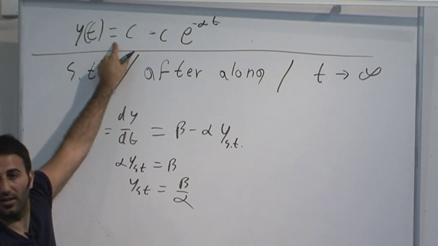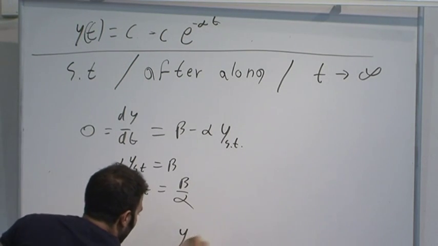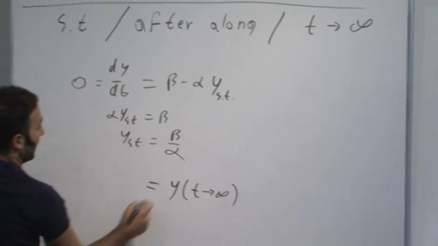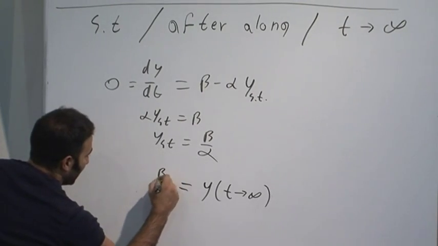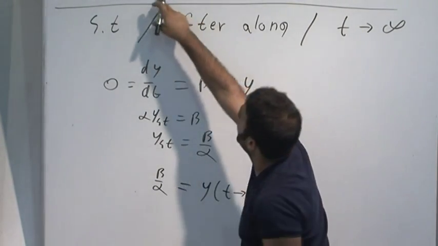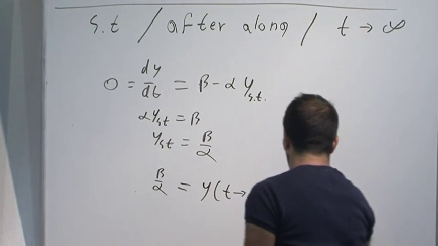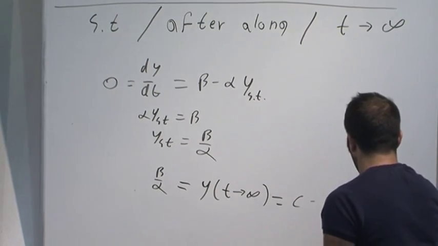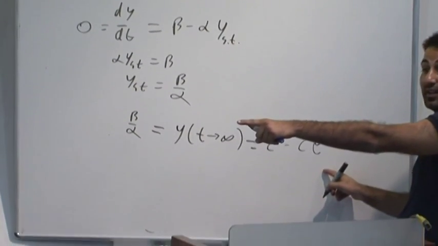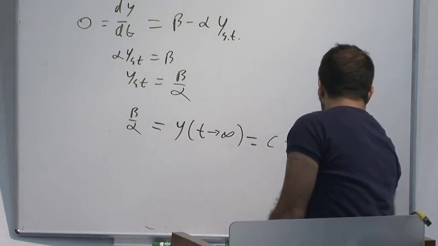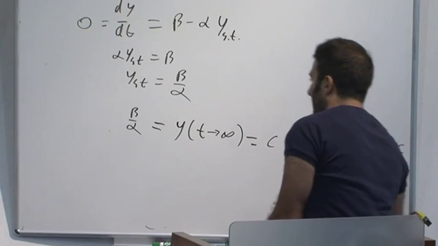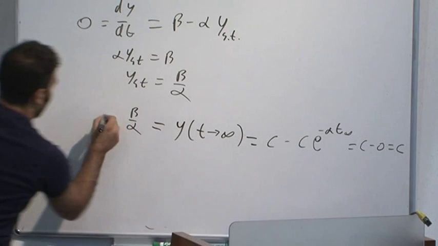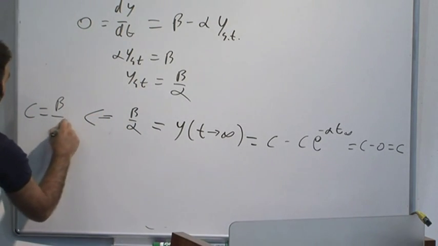And we can go back here and demand it. Okay? y of t as t goes to infinity, this is how I symbolize it. On the one hand, it equals beta over alpha. On the other hand, we know it obeys the rule of c minus c e to the minus alpha t at infinity. But what happens to this term, like we did there? It equals 0, right? Which means c minus 0 equals c. And we get that c equals beta over alpha.